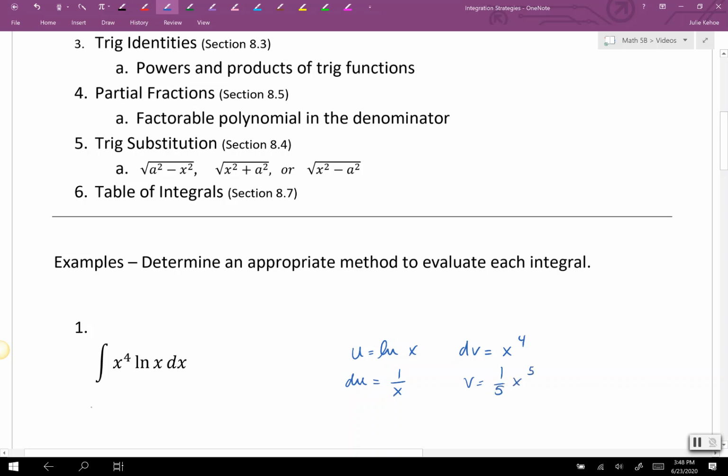And so if I start plugging this into the formula, u times v would be 1/5 x to the fifth natural log of x, minus v du, so 1/5 x to the fifth times 1 over x dx. And that would simplify to just 1/5 x to the fourth, which is just the power rule. So I could definitely go through and finish up this problem pretty quickly, and integration by parts works perfectly here. So integration by parts would be the way that I would solve this one.